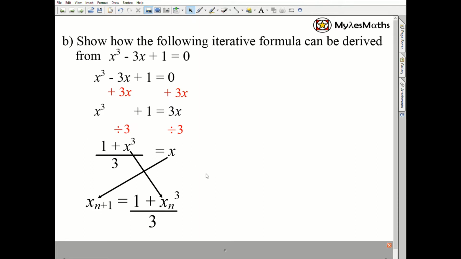To turn that into an iterative formula, you'll notice here I've just reversed this, putting left to right and right to left. However, my xn becomes the part of the formula, and the xn plus 1 becomes the subject of the formula. And that's the same every time you do this. So I've now got my iterative formula.